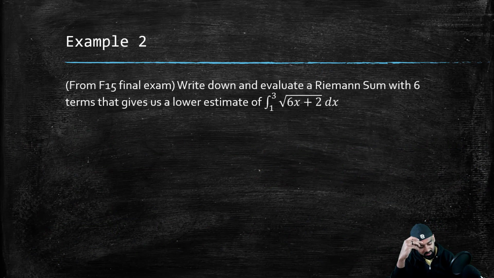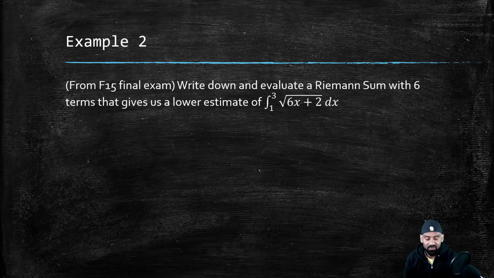Okay, let's move it forward. Okay, let's try something else. This one came from an old final exam. So write down and evaluate the Riemann sum with 6 terms. So we're trying to get 6 rectangles here. That gives us a lower estimate of that. Lower estimate means we are not overshooting it.